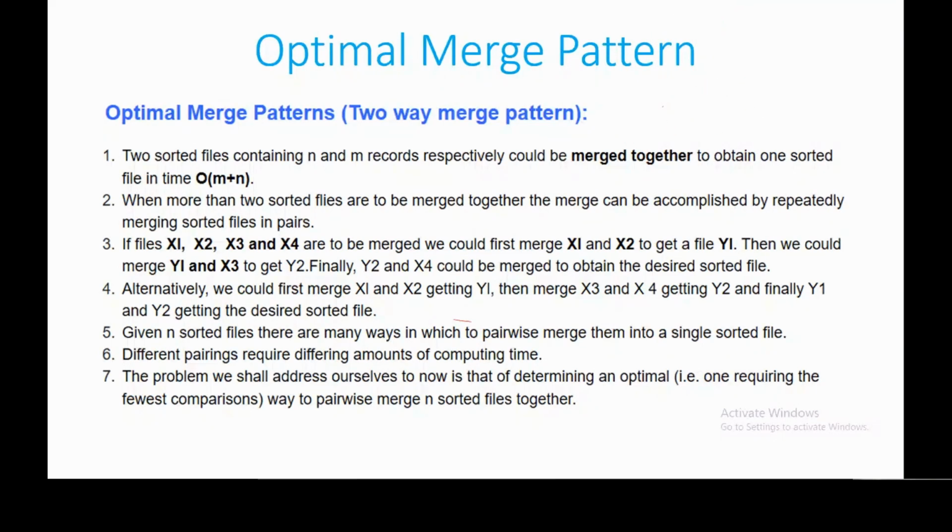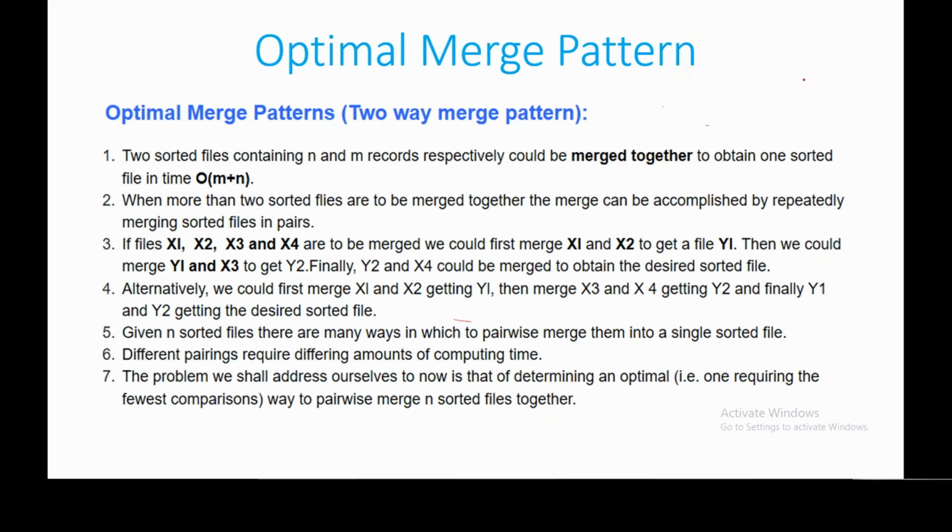But let's suppose we have more than one file, say x, y, z. It may be possible that we merge x and y, and the resultant, suppose it is m, is merged with z. Or we can merge y and z, and the resultant, suppose that is n, is merged with x.